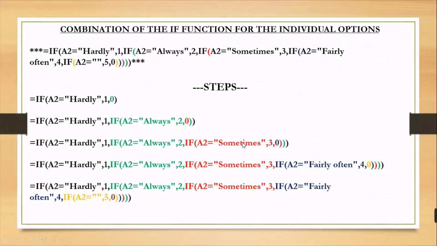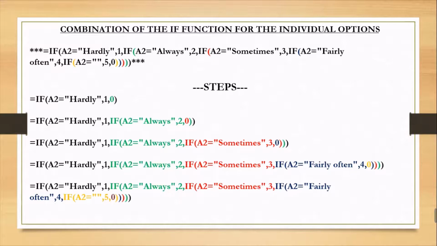Then for this one where it asks for sometimes and it has a 3, if it's false, it's taking a 0. We're now saying this is not the last possible option. We want to still check for another option, which is where we are checking for fairly often. We're now replacing this 0 here with the if function for fairly often. We're saying check if A2 is equal to fairly often. If yes, put in a 4. If no, you put in a 0, and we're closing the bracket.